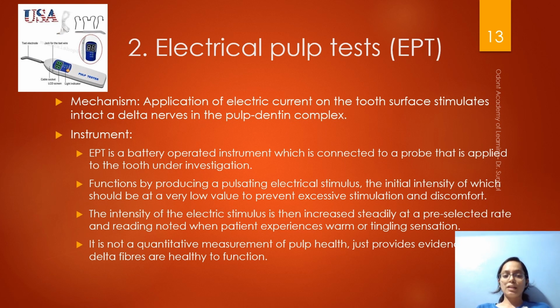Okay, so it is a battery operated instrument and it is connected to a probe which is used to contact on the surface of the tooth for investigations, and it should be at a very low value so that we don't have a lot of excessive stimulation and discomfort for the patient. And the intensity of the electrical stimulus is increased steadily, not very rapidly. We won't skip, we'll increase the electrical current value one step at a time. Okay, but it is not a very quantitative measure of pulp health, but it does tell us about the health and function of the A delta fibers within the pulp.